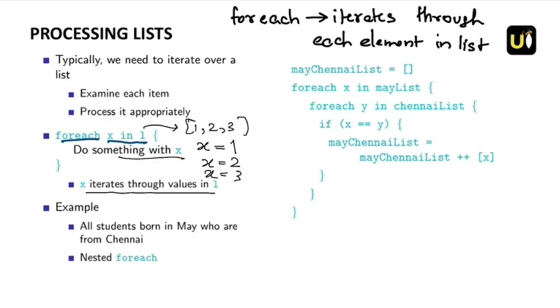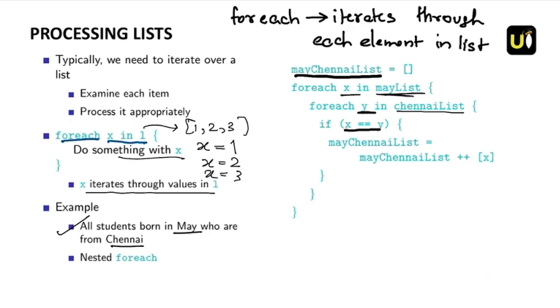So x iterates through the values in the list L. Then, for example, there's an example pseudocode here. We are checking for all students born in May who are also from Chennai. There's a MayChennai list, which is an empty list first. Then there's already a May list present and already a Chennai list present. It goes through each x, that is, each element in the May list, and then each element in the Chennai list. What it's doing is comparing the elements with each other. That is, it's comparing the first student who was born in May to the first student who is from Chennai, and then checking if it's the same student. If it's the same student, then obviously that particular student satisfies this condition.